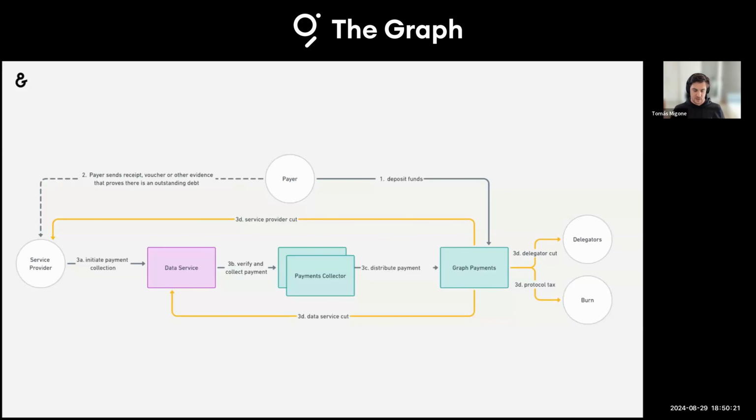So they are now ready to enter a relationship with the payer. They serve a query from a customer or whatever service they provide, and the payer will give them a receipt, a voucher, or any evidence really that proves that there's an outstanding debt with them. Usually the service provider will then get that evidence and post it on chain on the data service, which is step three here, and that initiates the payment collection. The payment collection goes first through a stage, which is here, the payment collector contract. Payment collectors depend on the type of payment that you are trying to collect, you will use a specific collector. That's going to be tightly coupled with the data service design and the gateway. Those three all go together.